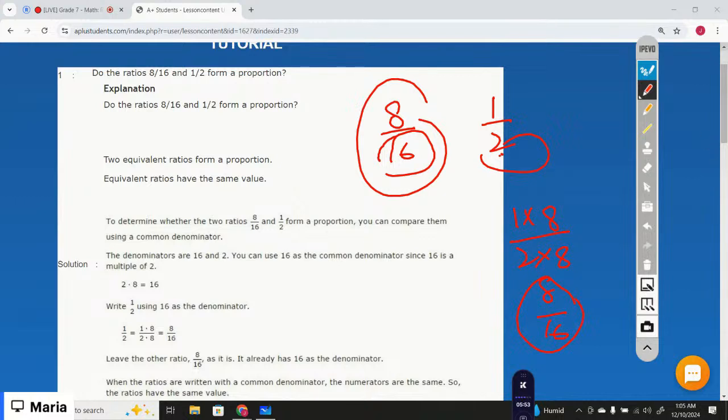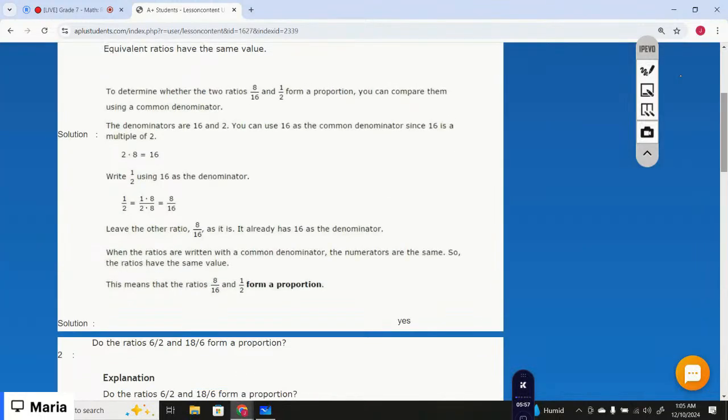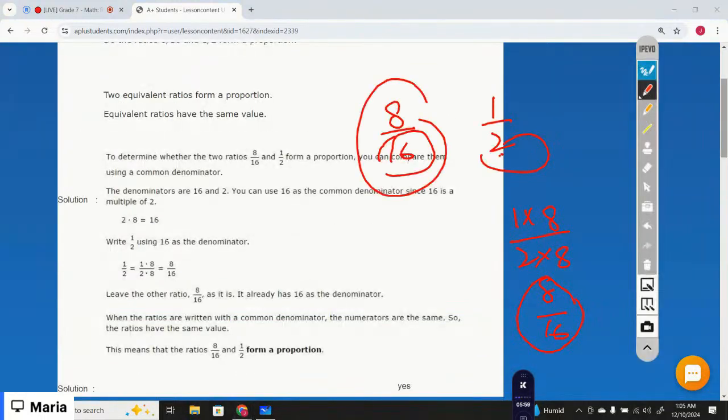Got it? Basically, they are equivalent ratios, right? So you have to see if they are equivalent. If they are equivalent, that means they are also proportion. You need to make their denominators the same. If by making their denominators the same, they are exactly the same fractions, that means they are proportion, right?